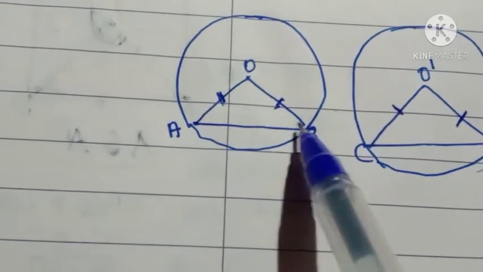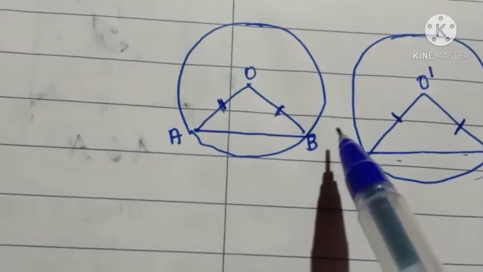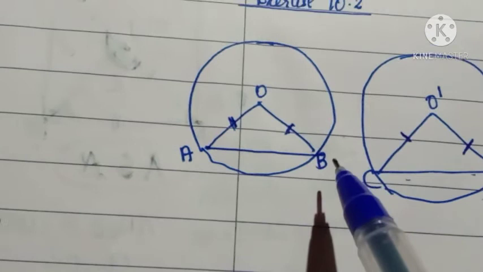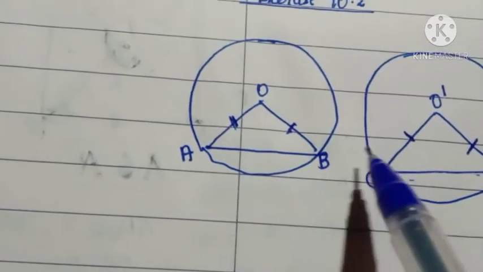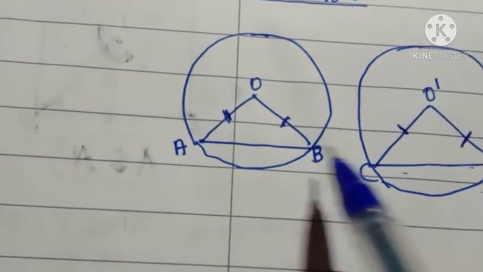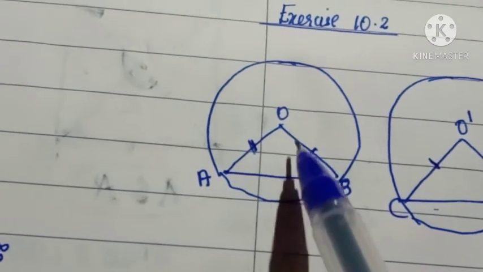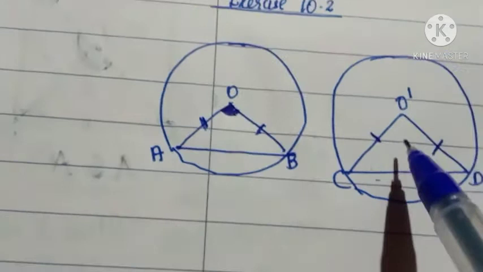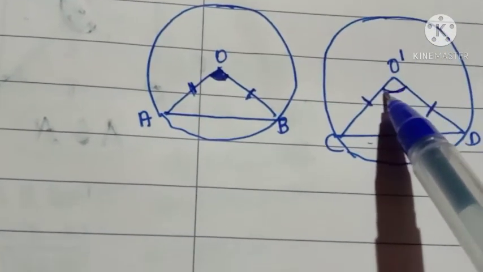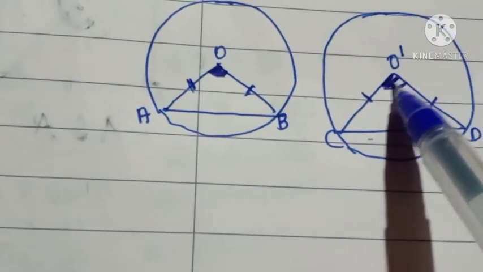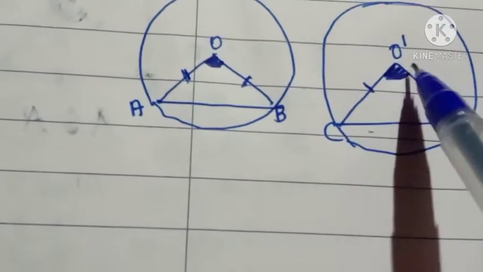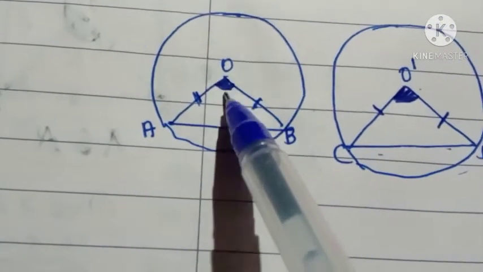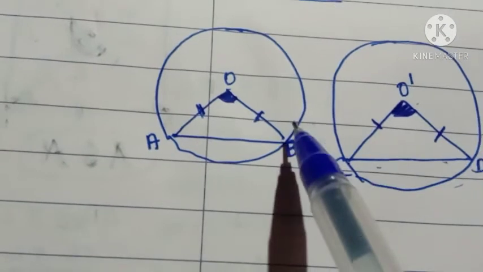And AB, CD are chords. So given these chords are also equal, and we need to prove this chord makes an angle at the center, that is AOB in the circle. CD chord makes an angle at the center, that is CO dash D. We need to prove these two angles are equal.